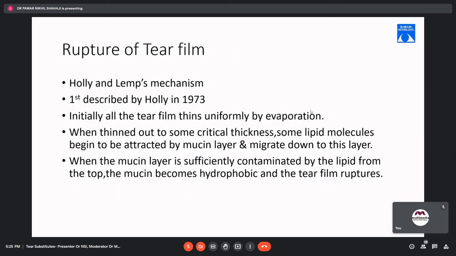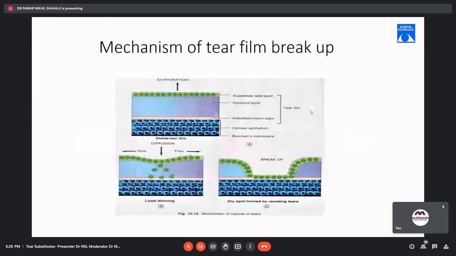So Holly and Lemp described a mechanism in 1973. Initially, all the tear film thins uniformly by evaporation. When thinned to some critical thickness, some lipid molecules begin to be attracted by the mucin layer and migrate down to this layer. When the mucin layer is sufficiently contaminated by the lipid from the top, the mucin becomes hydrophobic and the tear film ruptures. As you can see, the lipid goes down near to the mucus, and then the mucus becomes hydrophobic and the breakup starts.